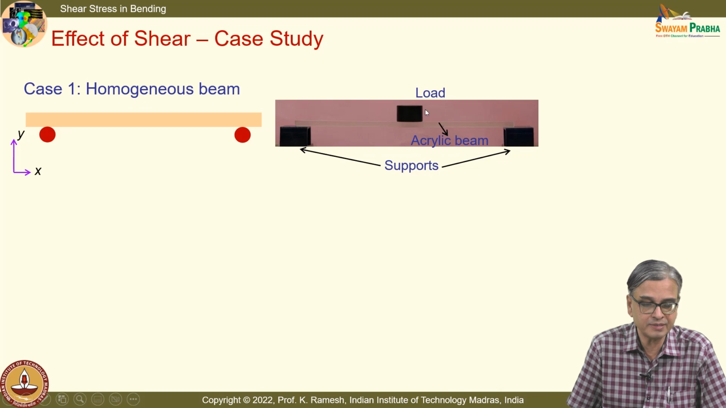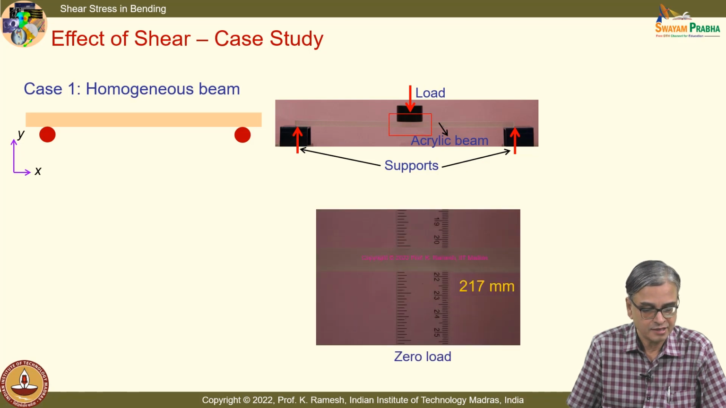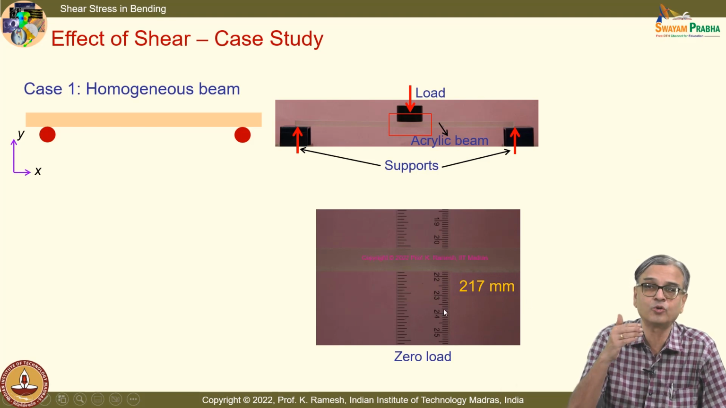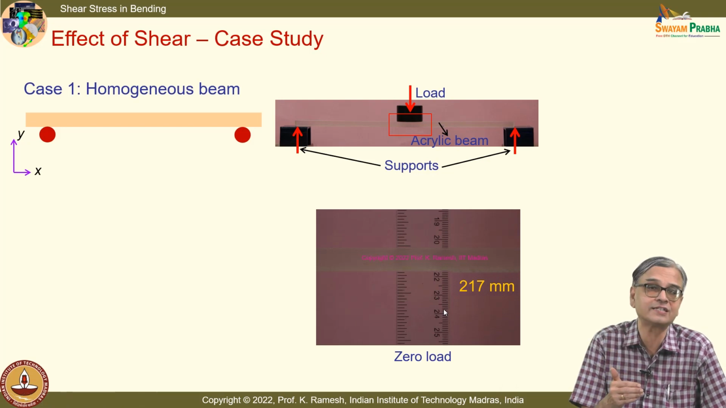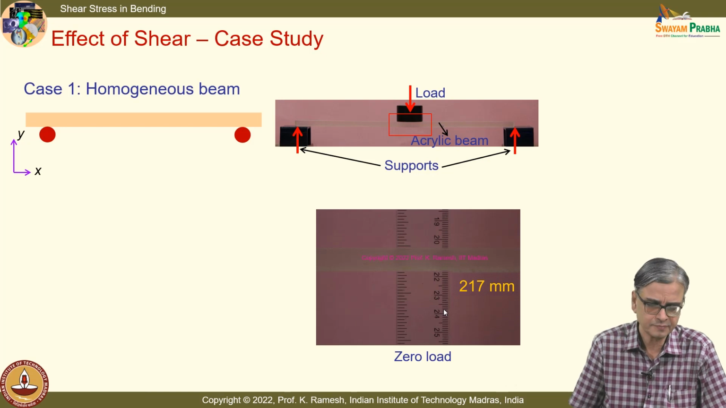I have the beam subjected to 3-point loading, and the second case is, when I put this, I also find out the 0 load. I have also put the scale, and you can carefully see that this is about 217 millimeters. The idea is when I am going to change my beam, I am going to look at what is the deflection that is created by the same load. Supports are same and the load applied is also same. We are going to investigate.